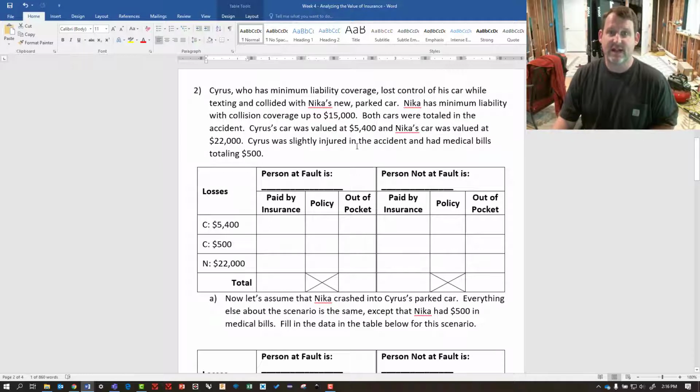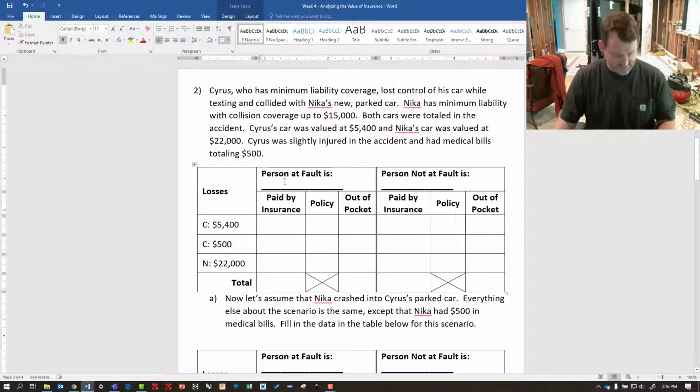And Cyrus was slightly injured and had medical bills of $500. So who was at fault? Lost control of his car while texting. So that sounds like Cyrus is at fault. So let's put Cyrus in this column. Cyrus is going to be the one taking the brunt of this one. And then Nika in this column. My advice is don't text while you drive.